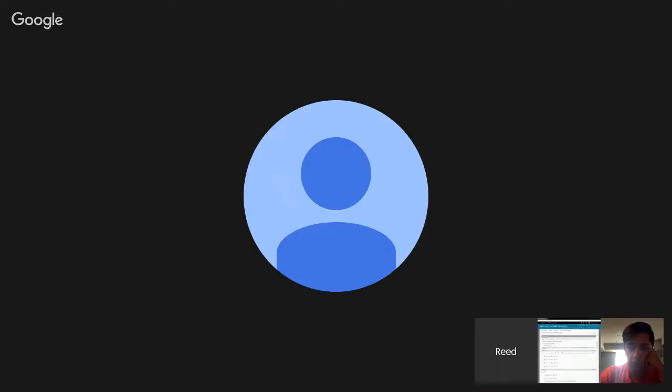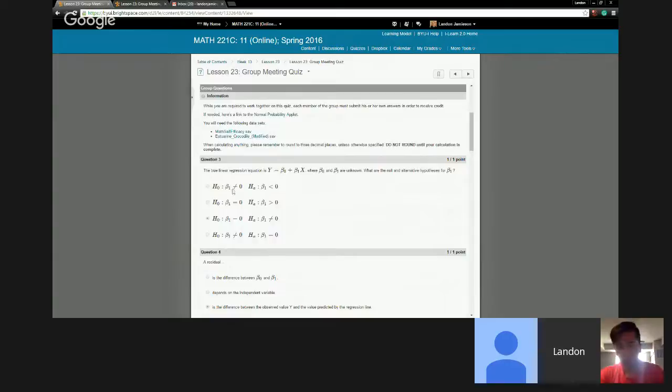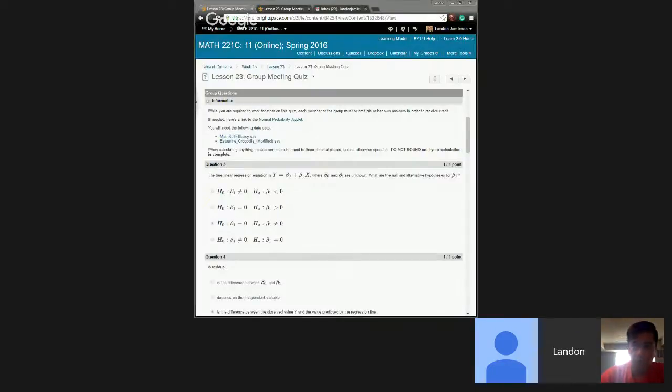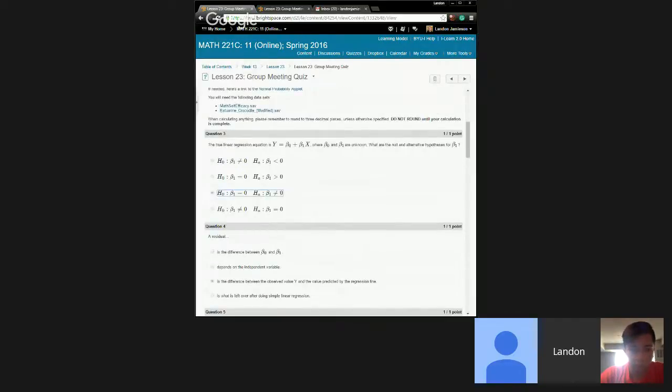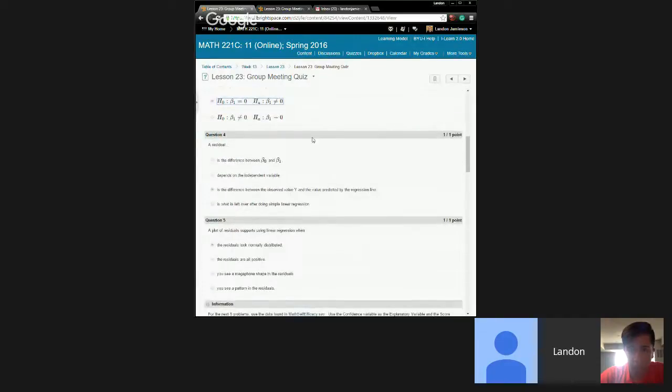So here for question 3, the true linear regression, where those two are unknown, what are the null and alternative hypotheses? It's going to be C right there. And that's from the book, right? Yeah, that's from the book. So just the reading will show you that. It's right here. It's in the summary section too, I think.